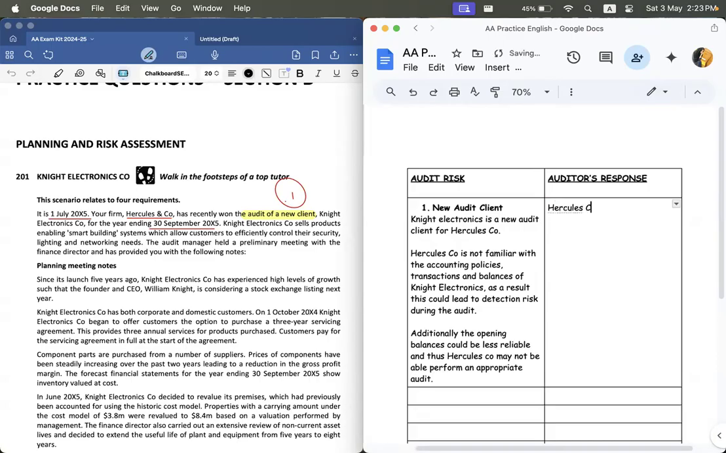So Hercules company should appoint experienced audit staff for the audit. Clear, no? This is the first response.